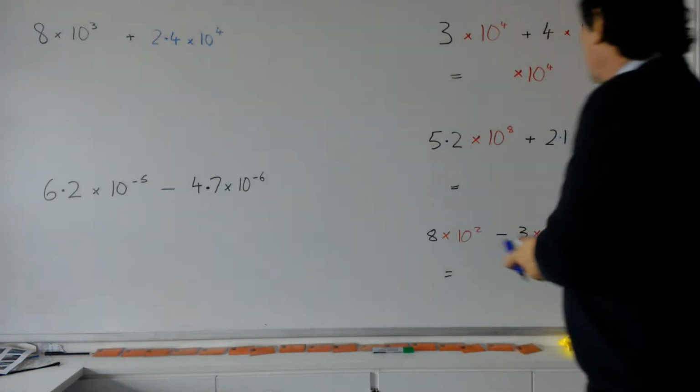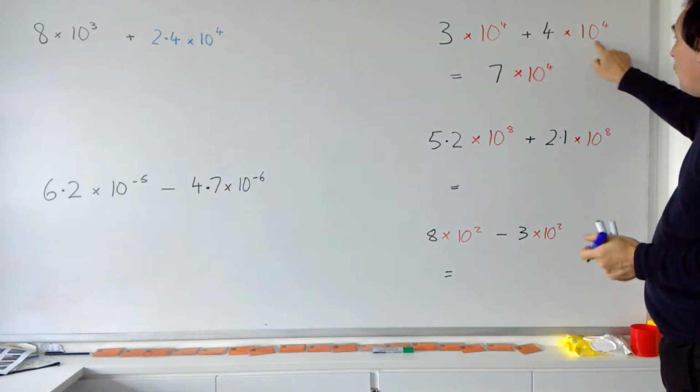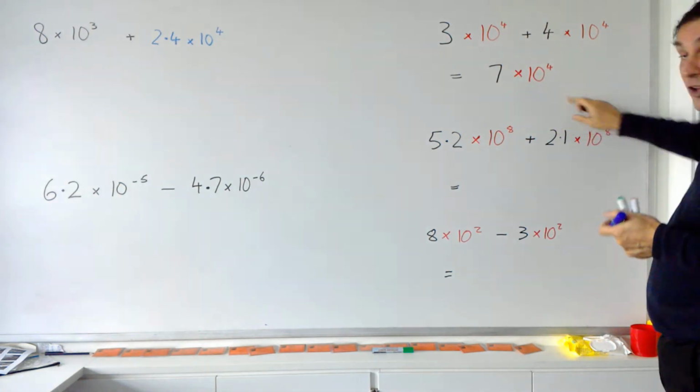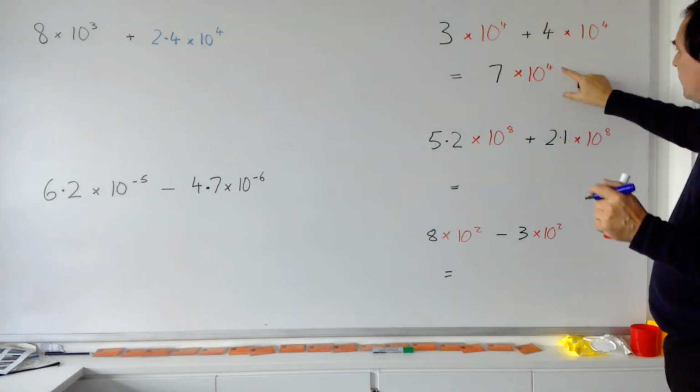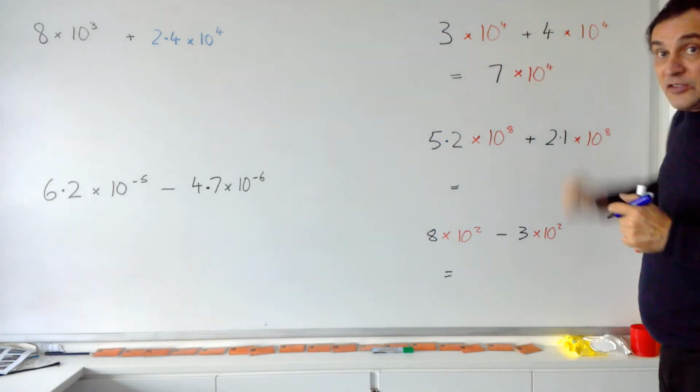So I can write it as 7 times 10 to the 4. Because those 10 to the 4s are the same, and the 3 plus the 4 is less than 10, I can just write it as 7 times 10 to the 4. I do not write 7 times 10 to the 8 though. You don't add these powers together, you keep them the same.